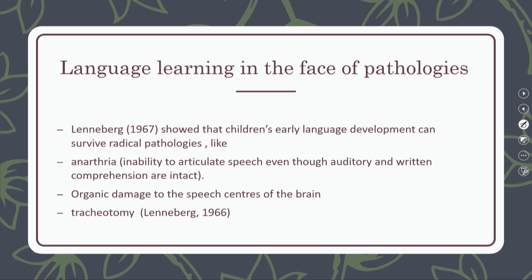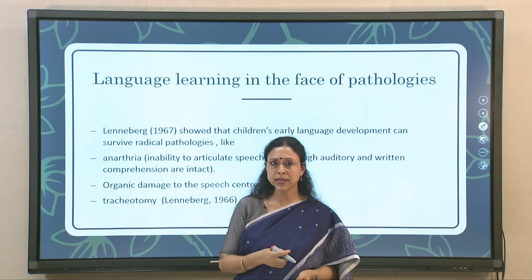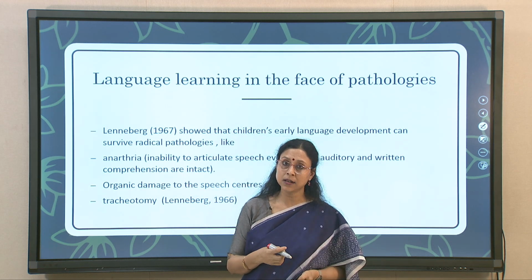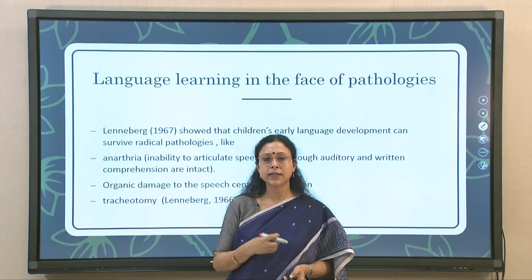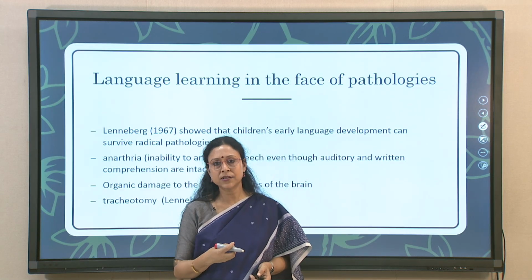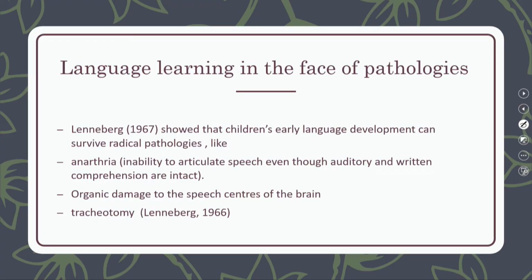Now, we look at some examples that Lenneberg has provided us with, that language learning can also happen in the face of serious pathological conditions. He showed that children's early language development can survive radical pathologies. For example, there is a particular problem called anarthria, which is a serious inability to articulate speech, even though their auditory and written comprehension are intact.